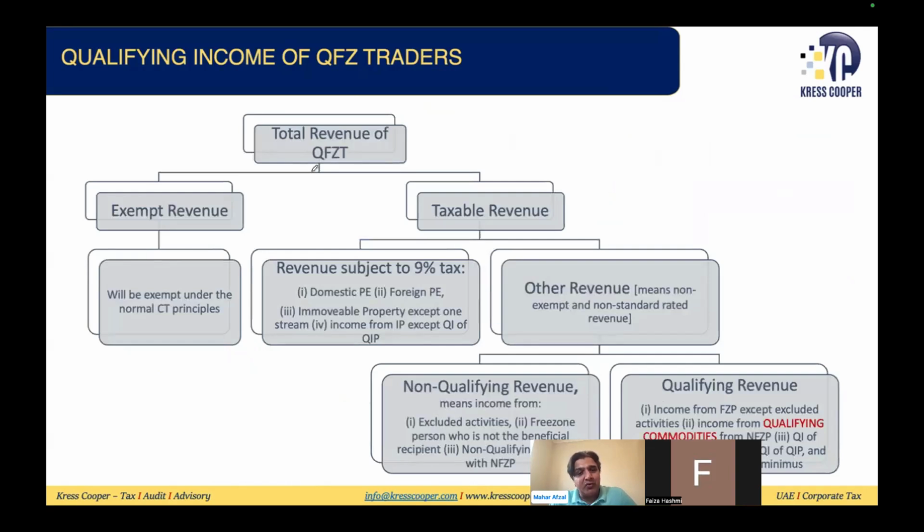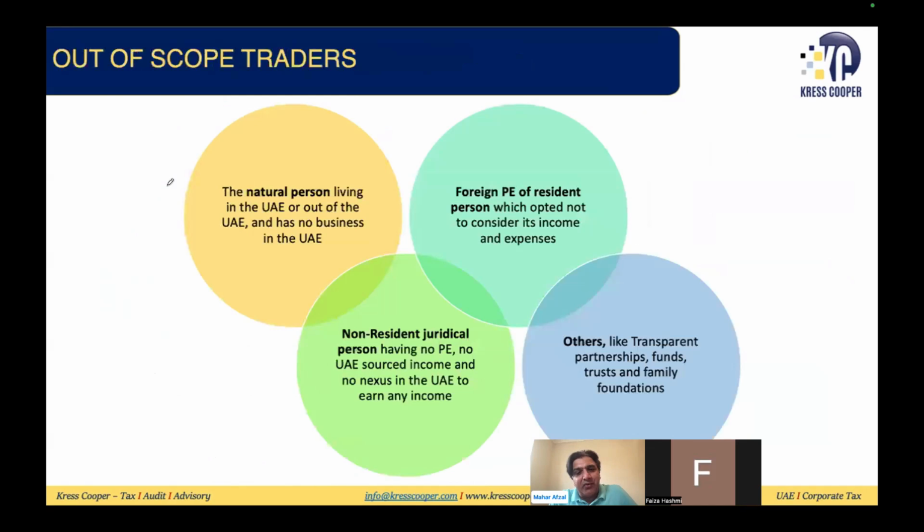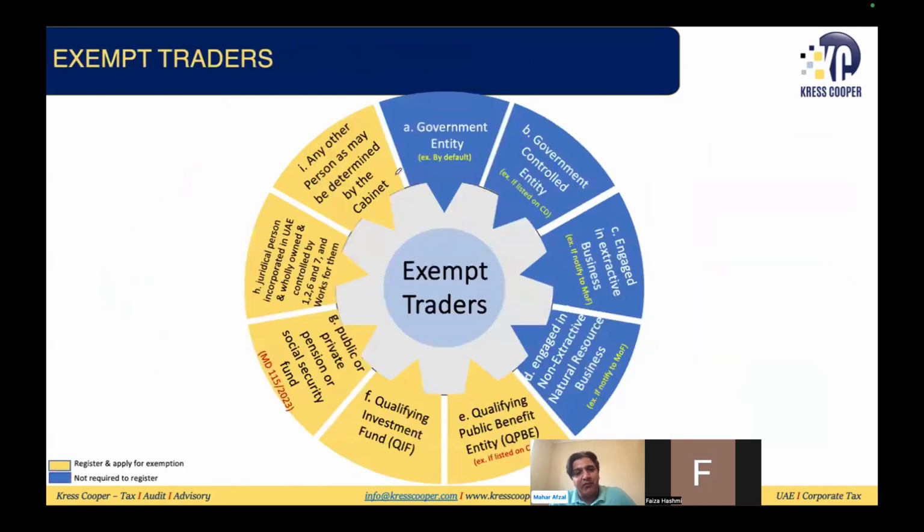With a qualifying free zone trader, this trader might be generating exempt revenue. And we have already discussed from where they can generate the exempt revenue. These are the categories for the exempt revenue. This qualifying free zone trader will not be falling here because this is an extractive business. They will not be falling here, this is a non-extractive business. They will not be falling here. Not here, might be yes, ancillary activity here.